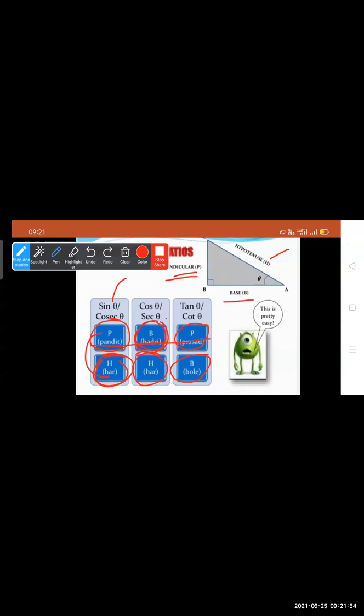Badri means base. Base upon hypotenuse is called cos theta. And Prasad means perpendicular height to the base, that is equal to tan theta. And when we take the reciprocal, H by P is equal to cosec, H by B is equal to sec, and B by P is equal to cot. Okay, so remember this technique.